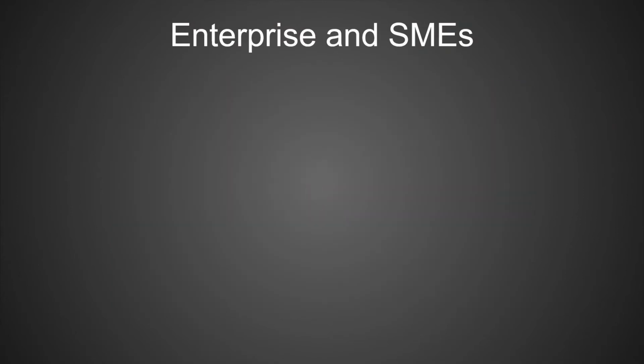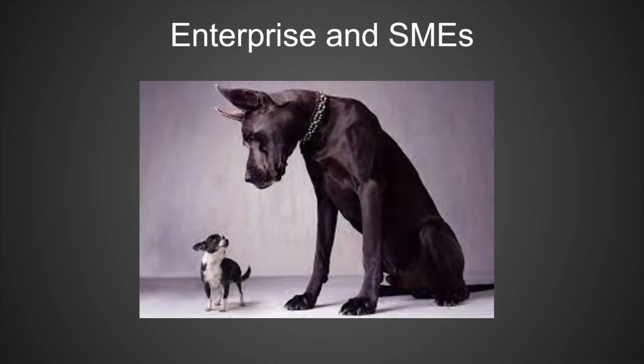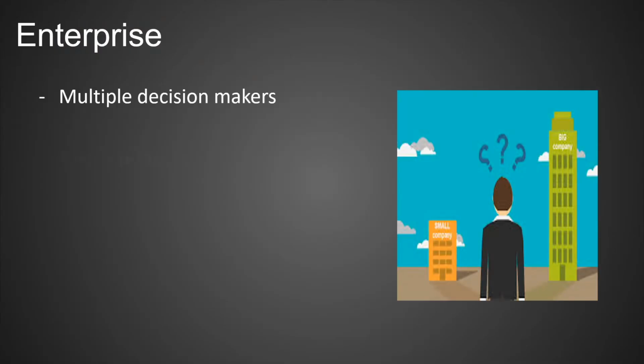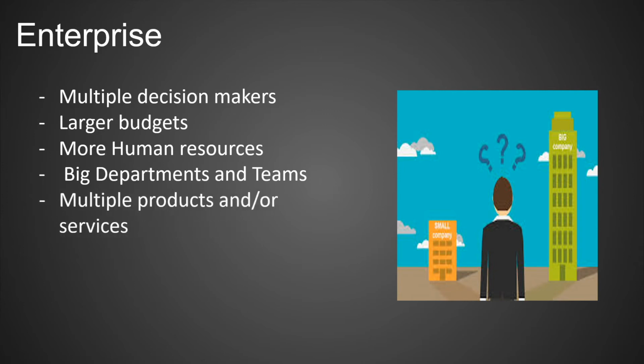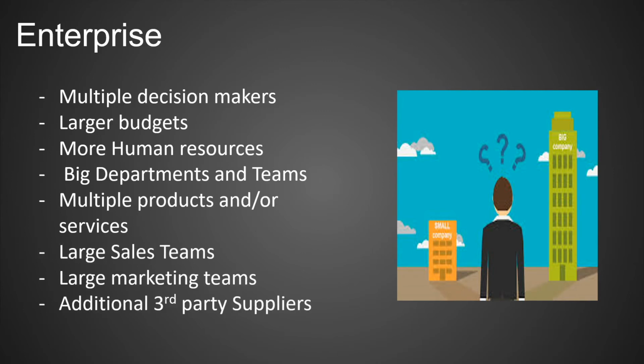So, as you can see, enterprise and SMEs, they are the same beast, but they are different animals. Okay? So with enterprises, you've got challenges of implementing Pardot or HubSpot. When you're looking at building your sales strategy at an enterprise level, you've got to deal with decision makers, larger budgets, more human resources, bigger departments and teams. Usually they have multiple products and multiple services. And within that, you'll have teams that support those products and services. And then you've got large marketing teams. And again, you've got additional third-party suppliers.